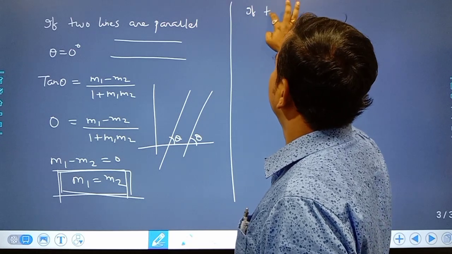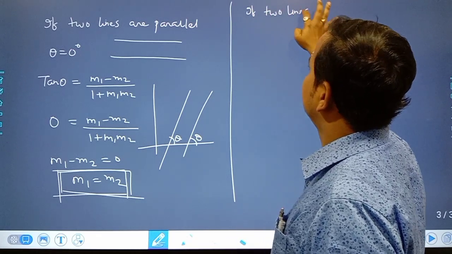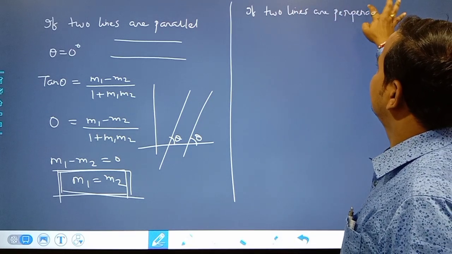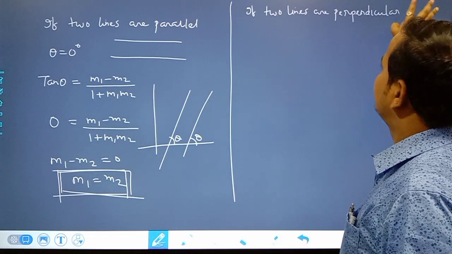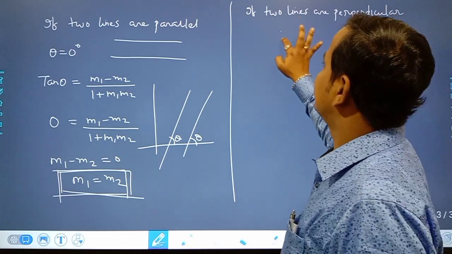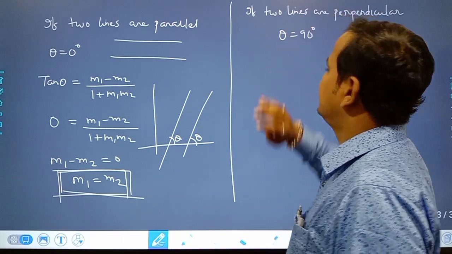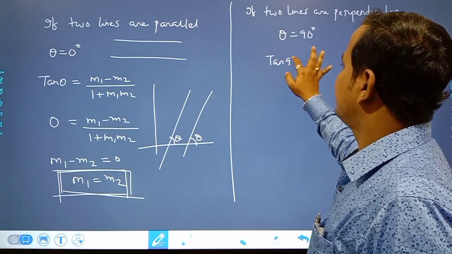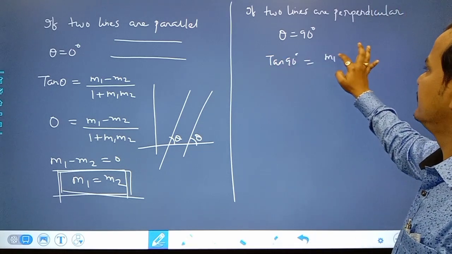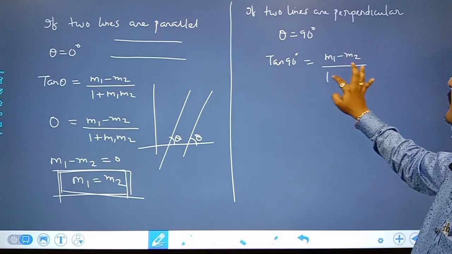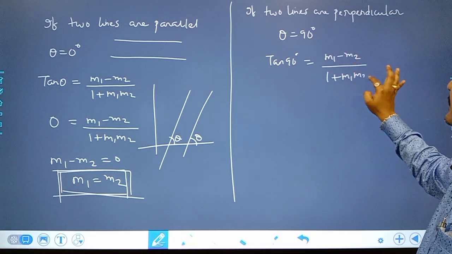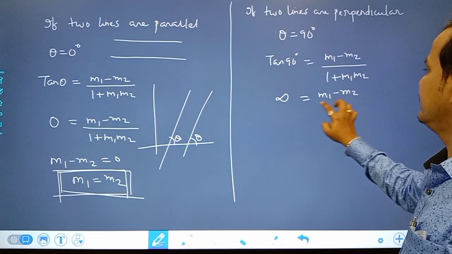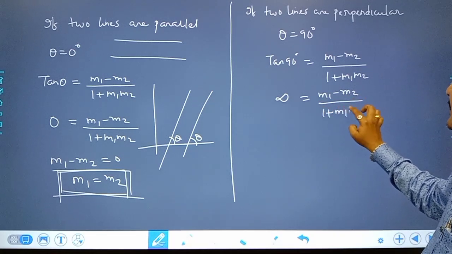If two lines are perpendicular, in such cases theta is equal to 90 degrees. So tan of 90 degrees is equal to (m1 minus m2) by (1 plus m1 m2). Tan 90 is infinity, which is equal to (m1 minus m2) by (1 plus m1 m2).